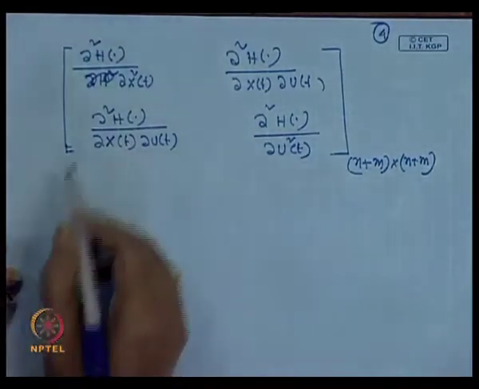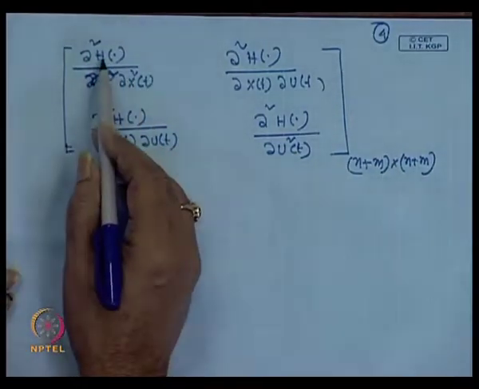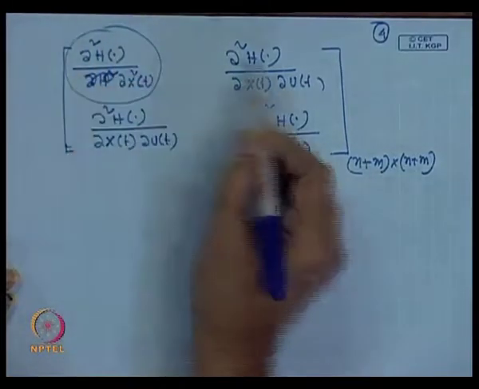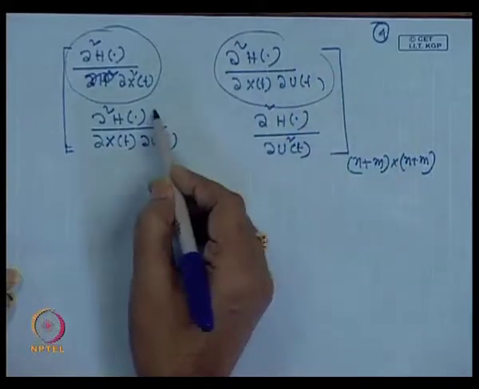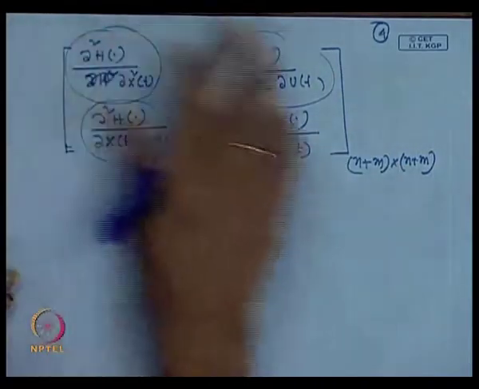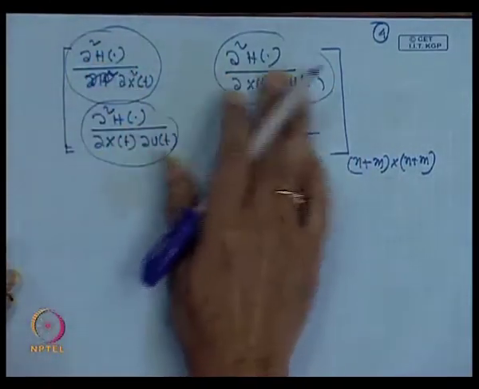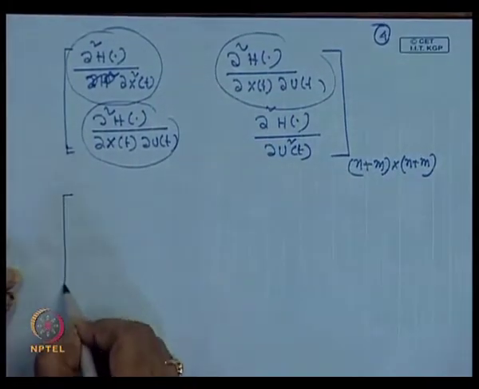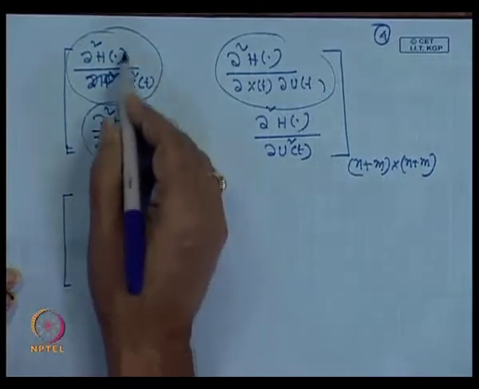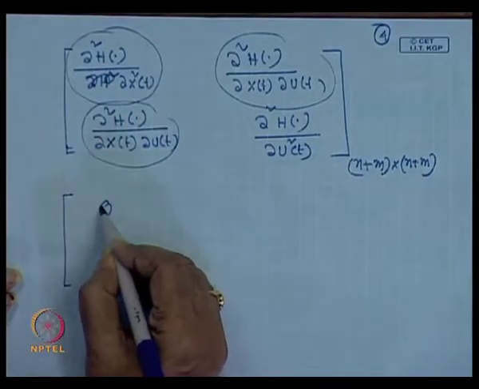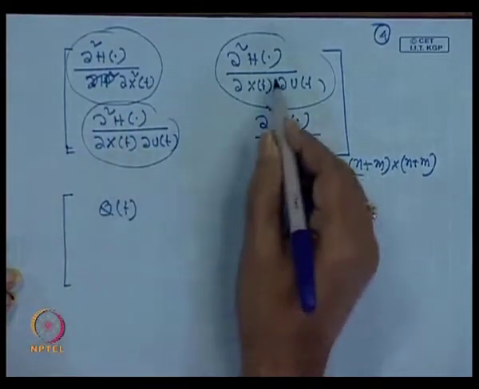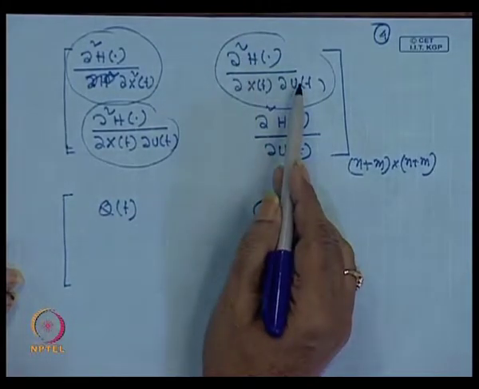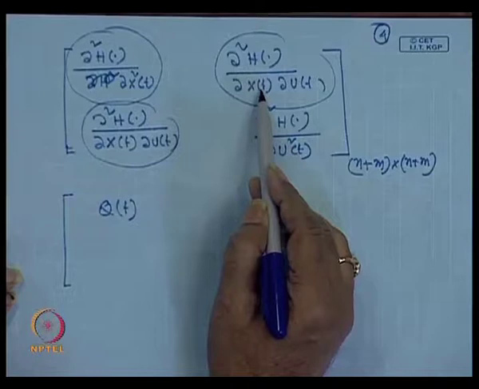Let us see this one. Since we know the expression for H, we can easily compute each term, and each is a matrix of proper dimensions. So, if you compute this one, now you see this, I will get Q of t, and this I will get 0, because I am differentiating with respect to u and then with respect to x.